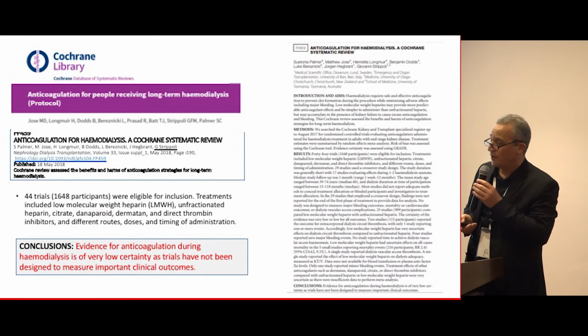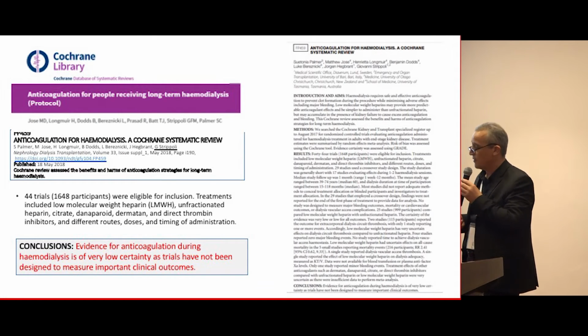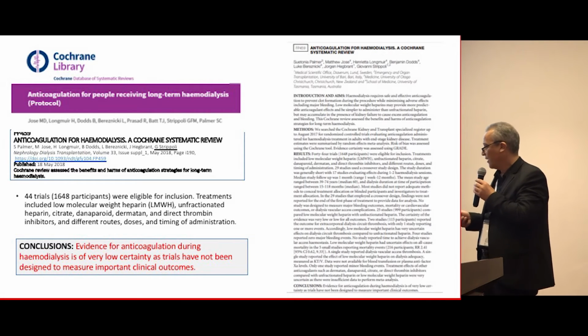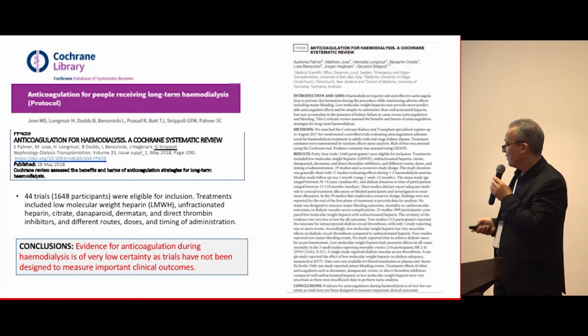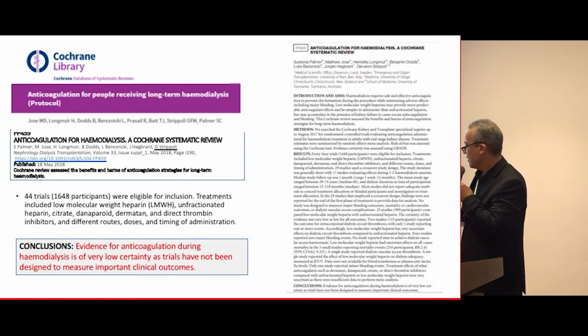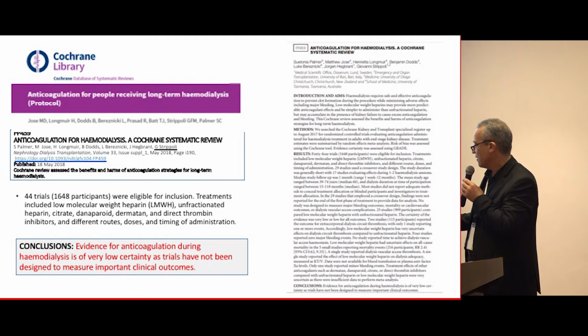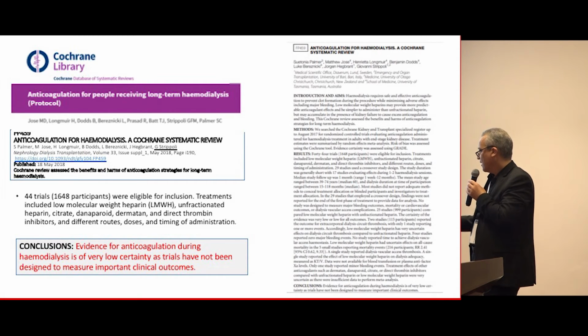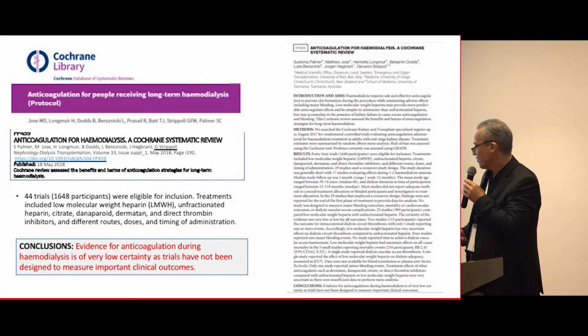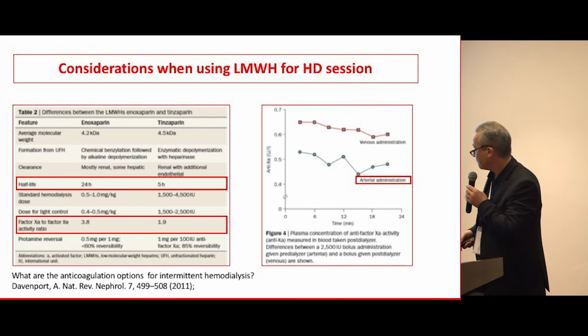What about the Cochrane meta-analysis? The Cochrane meta-analysis was announced in 2015, but there are no results up to now, no publication, only this abstract in the ERA-EDTA 2018, I think. And in their conclusion, the evidence for anticoagulation drugs during hemodialysis is of very low certainty, and trials have not been designed to measure important clinical outcomes.